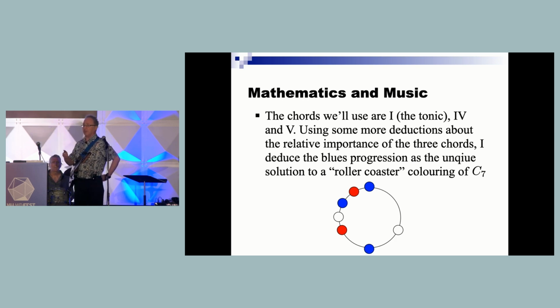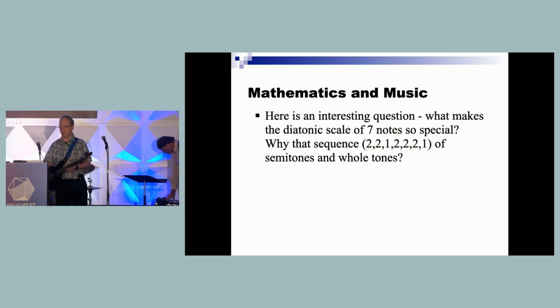What I came up with at the end is what I call a roller coaster coloring of C7. It's a unique coloring, subject to the rules of making an exciting, or the most exciting, musical harmonic progression, and the only answer is the blues. So I think the blues are mathematically built to thrill, and that's why you would listen to it over and over again. So here's an interesting question that I looked into.